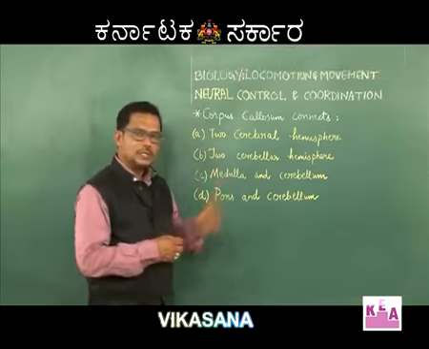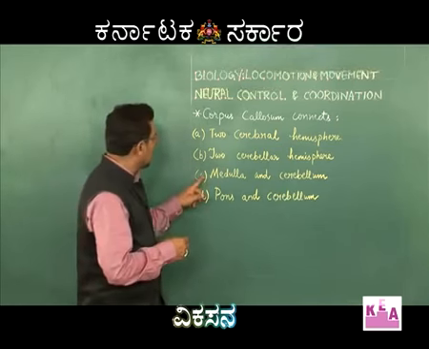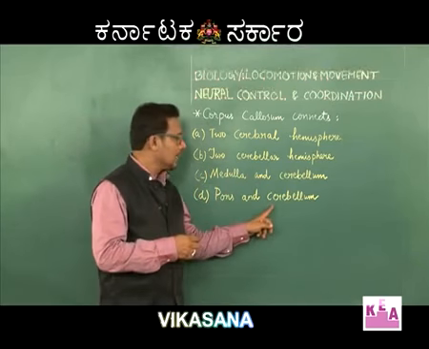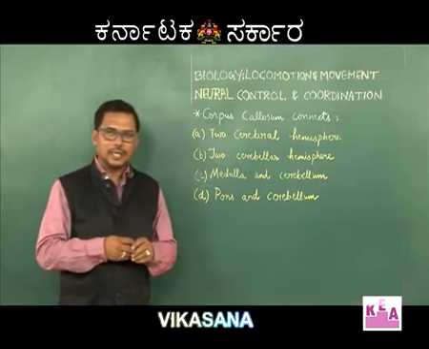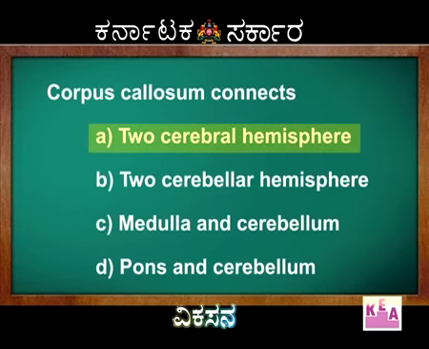The 2 cerebellar hemispheres are also interconnected by vermis, but option C and D, medulla and cerebellum, pons and cerebellum, are parts of the brain. So, the answer here is option A, 2 cerebral hemispheres. Corpus callosum connects 2 cerebral hemispheres.